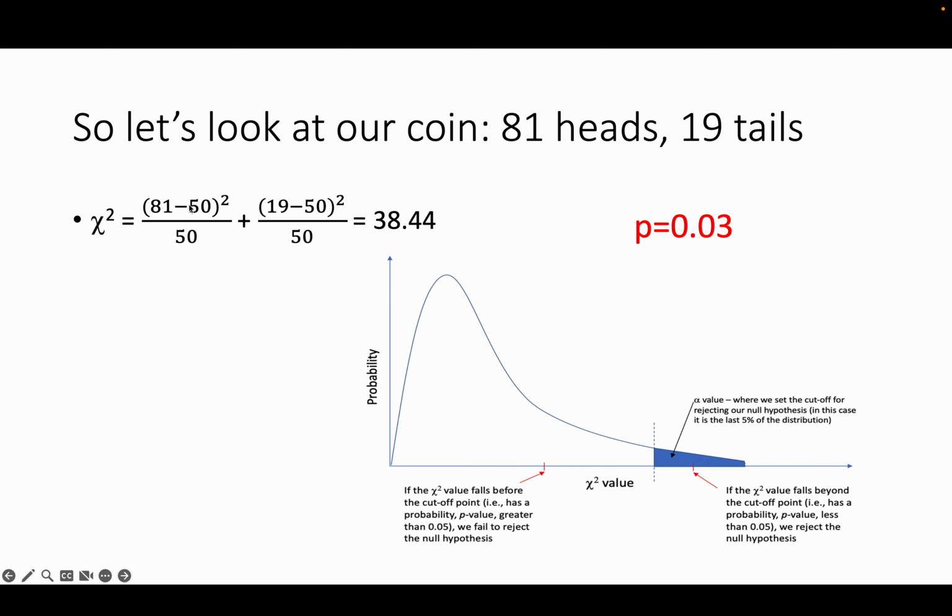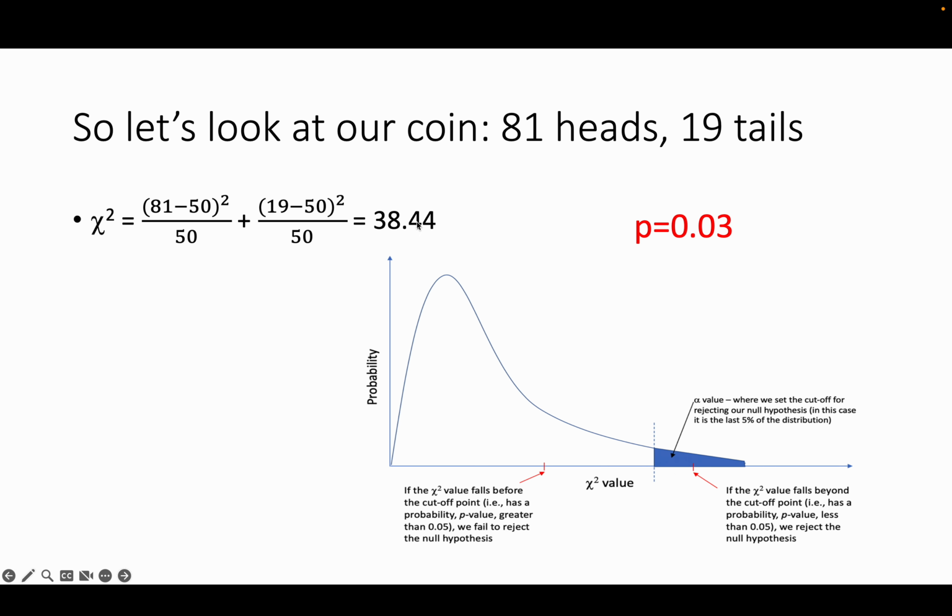Now you can see I'm using 50 here because that's how many flips I'm doing. You can imagine if I flip this 10,000 times, this number would get a lot bigger. So the x-axis is totally dependent on your sample size. That's why I didn't put any values along here, because it depends on your sample size.